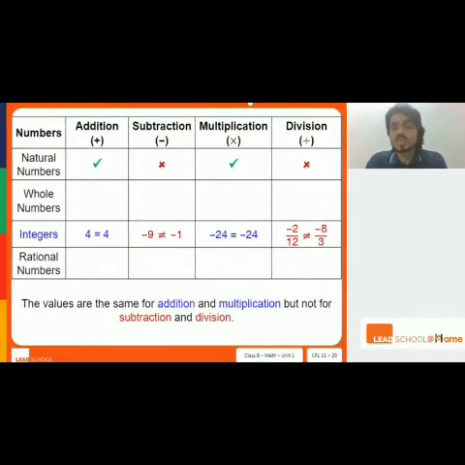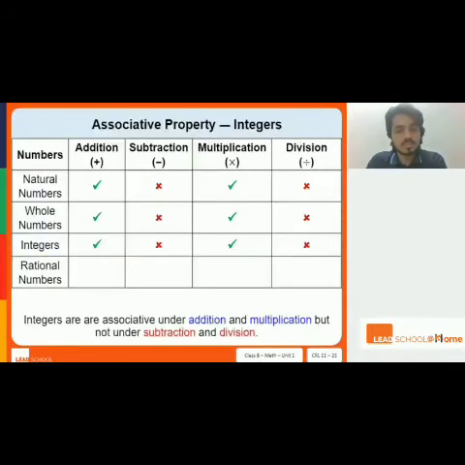So what can we say about associative property for integers? Integers are associative under addition and multiplication, but not under subtraction and division. So this was the associative property for natural numbers, whole numbers, and integers. We have discussed the associative property for 3 collections of numbers. Now which collection is remaining? Rational numbers, right? So you will be doing this independently now in your notebooks.